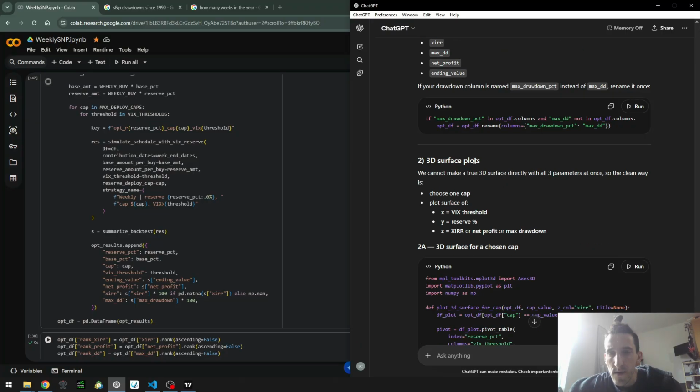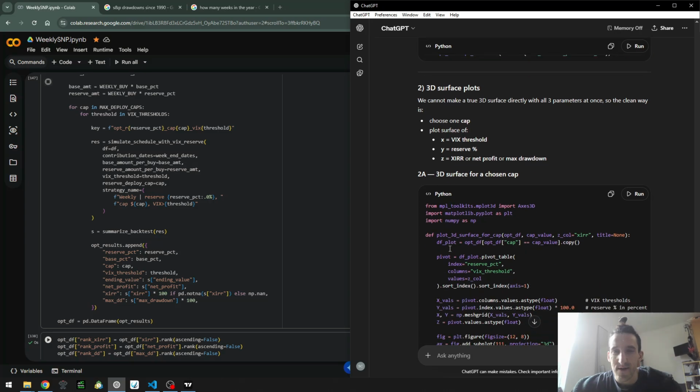3D surface plots. Yeah, we cannot make a true 3D surface directly with all three parameters at once. So the clean way is to choose one cap and plot a surface of x, y, z. Yeah, yeah, yeah.